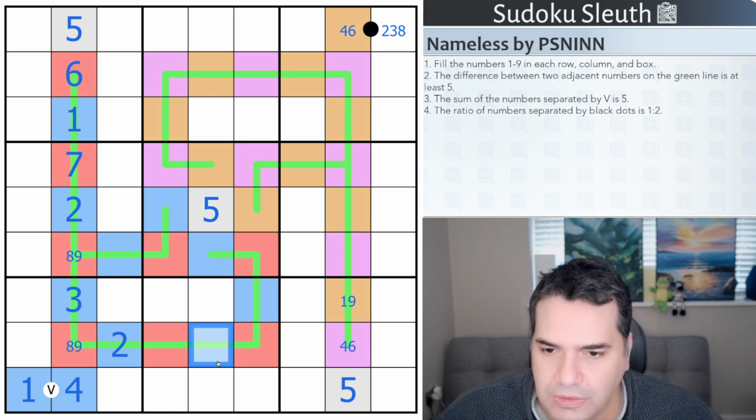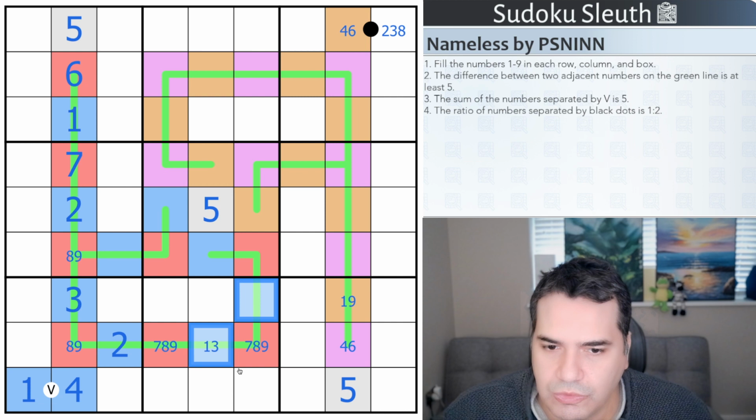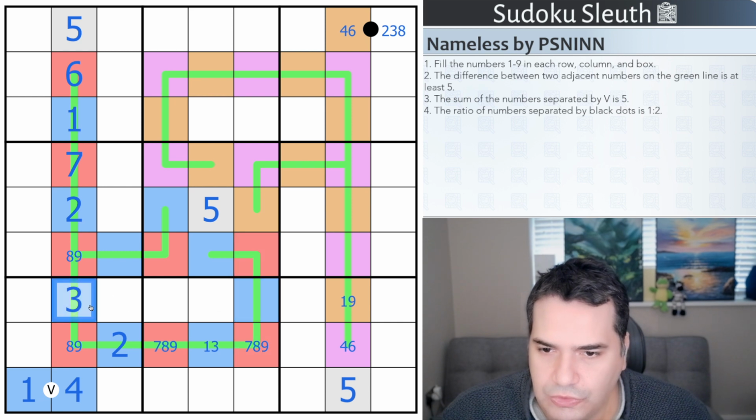This, for example, can't be a 4. This is 1 or 3. This is clearly 7, 8, or 9. This is 7, 8, or 9. It can't be a 6, because again, it would require a double 1. This is not a 4, it would require a double 9. It's also not a 3, this is 1 or 2.